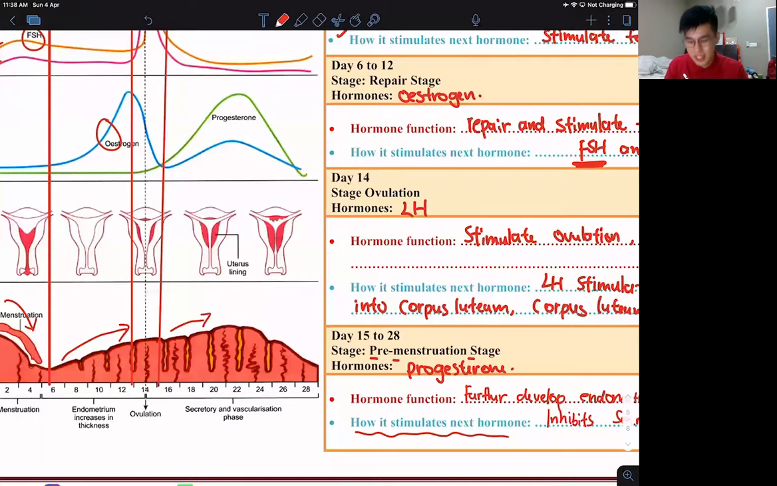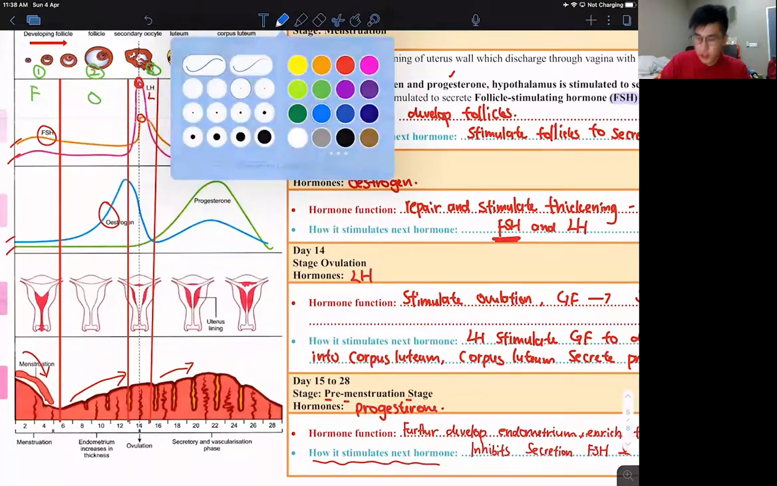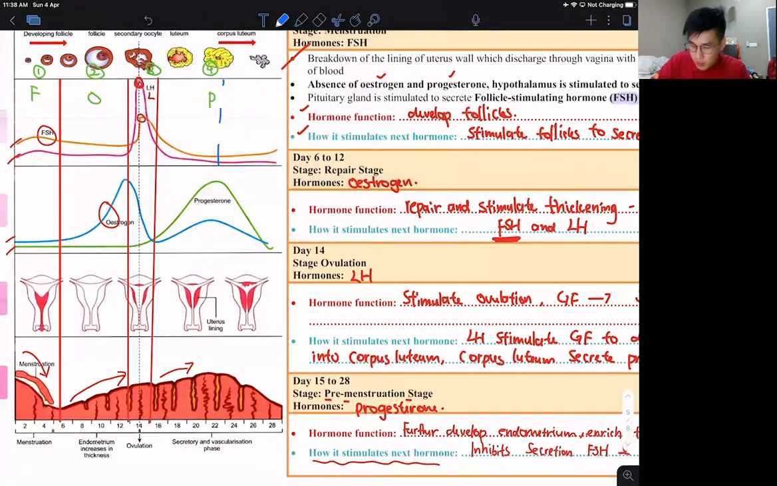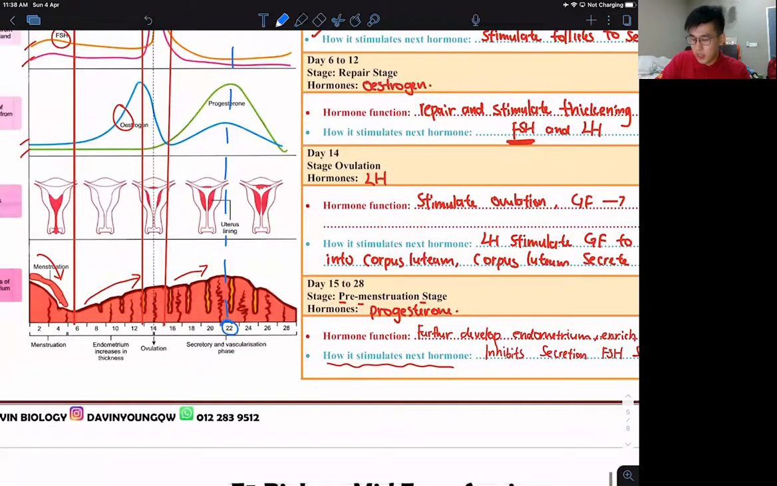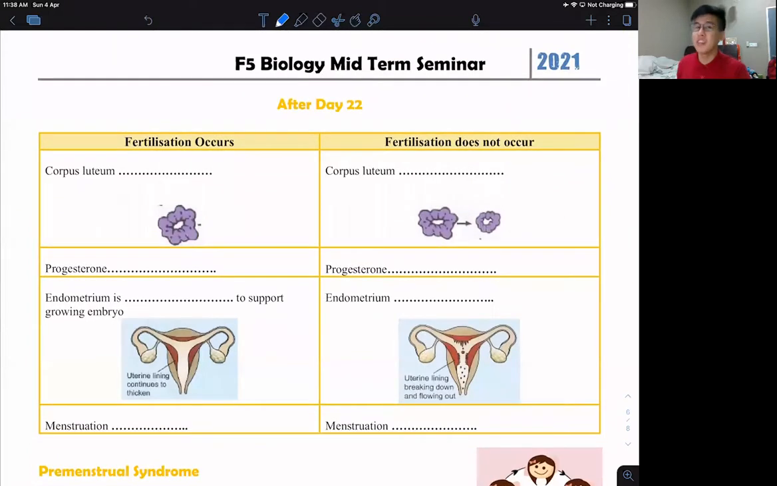Understand? Yes. But there's one very weird thing over here, which is you can see, right, the progesterone halfway through the last stage will start to decrease already, which is around day 22 like that. So why? Now we're going to look at that. What happens after day 22?